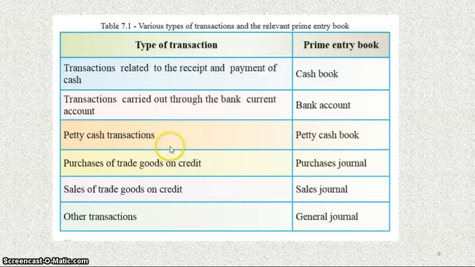Purchase of trade goods on credit, purchase journal. Sales of trade goods on credit, sales journal. So for the purchase journal and sales journal, remember, it's for goods on credit. Purchase of trade goods on credit, sales of trade goods on credit. Other transactions generally go to the general journal. Other transactions, this also you will learn later.